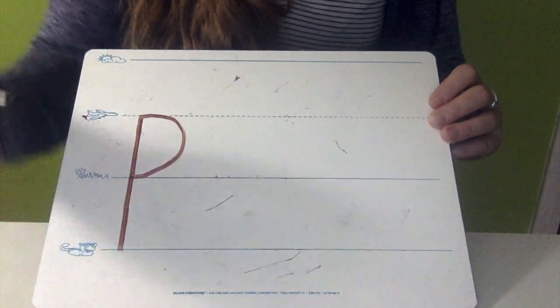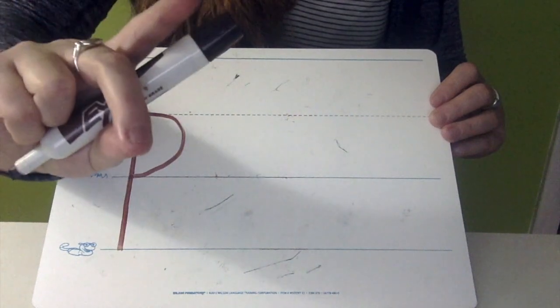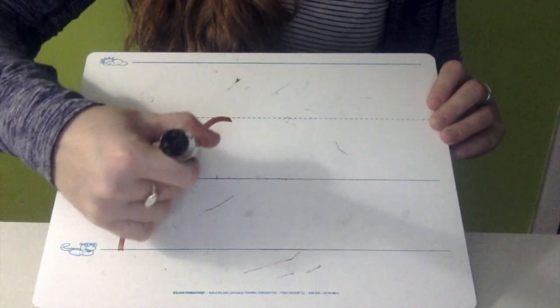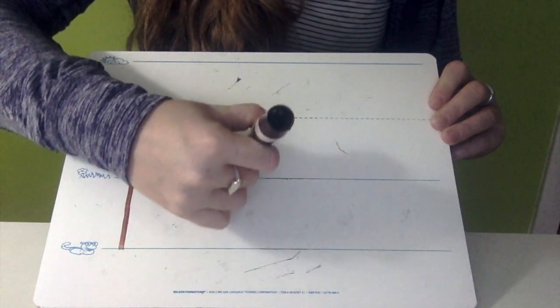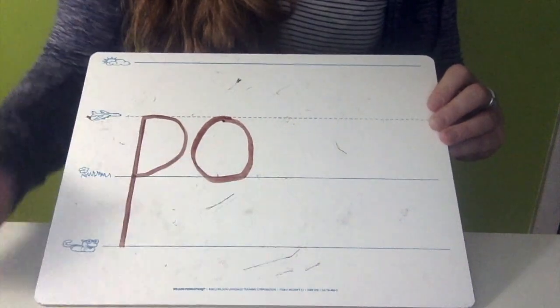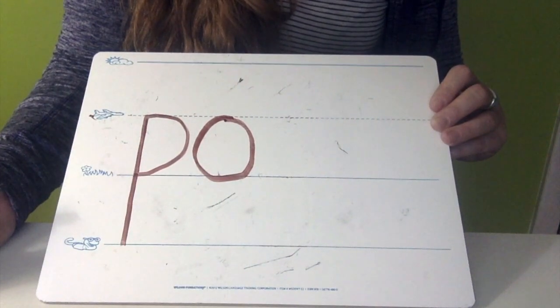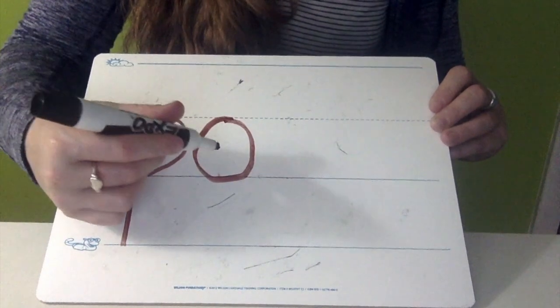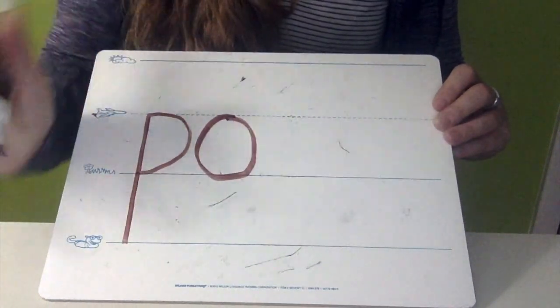Great job. P, o. And remember, O is a plain line round letter. It starts on the plain line, just like C. P, o, t.